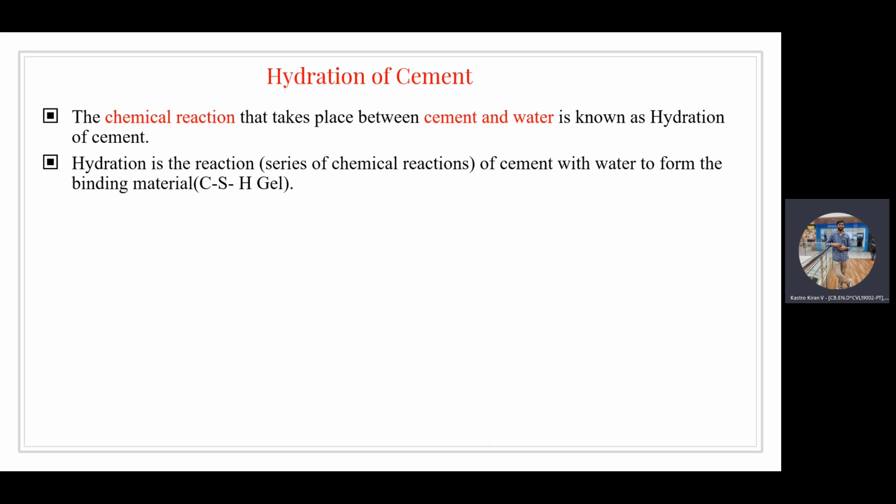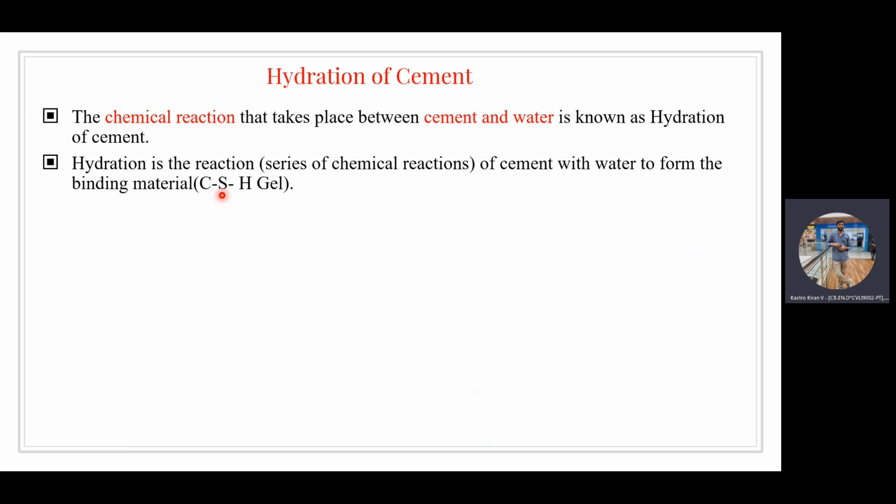Now, once the cement and water have the proper chemical reaction, they are going to form a binding material. That binding material, we are going to call it CSH gel. So what is CSH? CSH is nothing but calcium silicate hydrate gel. We'll be understanding this once we go into the chemical reaction process. But for the time being, what you need to understand is that hydration is nothing but a chemical reaction that takes place between the cement and water.